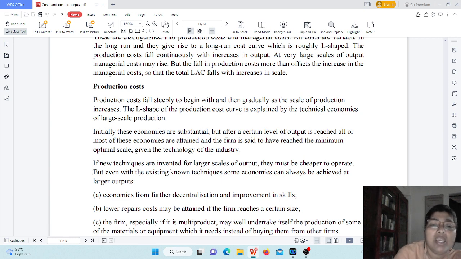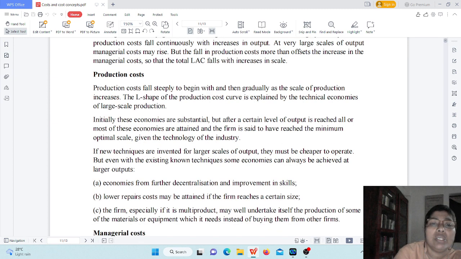But when the existing known techniques are used, some economies can always be achieved at a larger output. So production cost is because of the technologies or techniques that are invented; newly invented technologies can produce larger scales of output with a cheaper cost. And that is why production cost falls steeply at first and then gradually it falls, and it has an L shape.